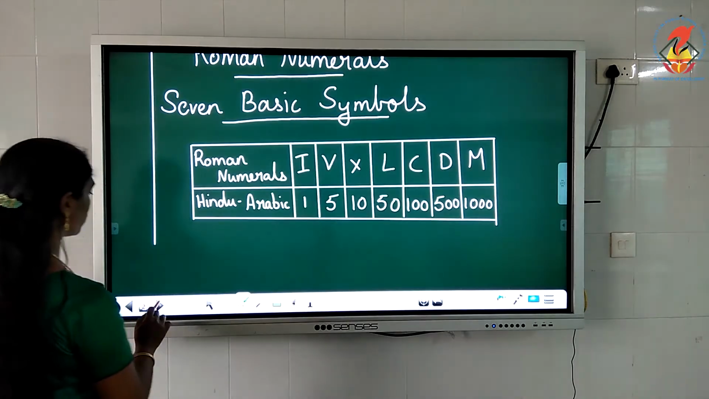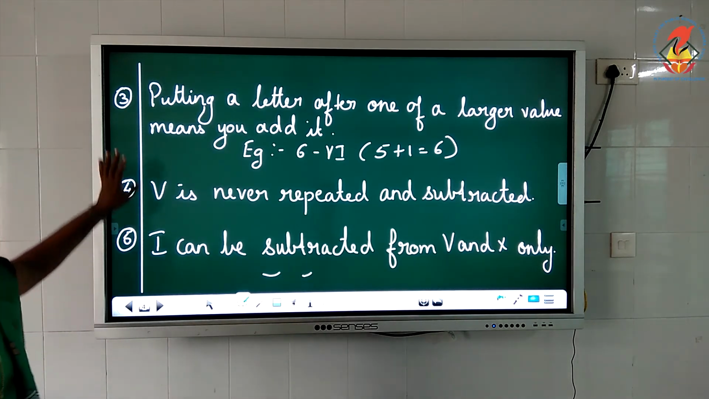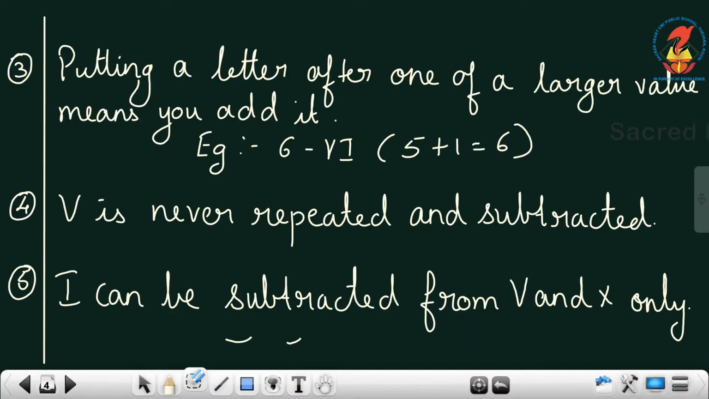Okay children? Go back to the rules again. So, that was the third rule. If you put a letter after a larger value, means you have to add it. And then what was the next rule that we learned? You cannot repeat a letter more than 3 times. Then putting a letter before a bigger value means you are subtracting it.